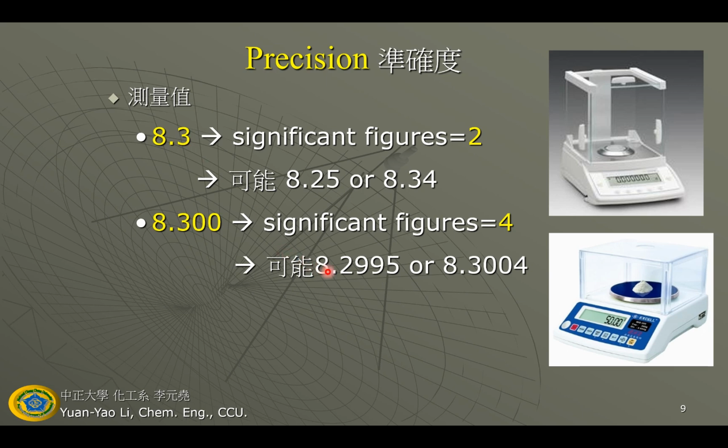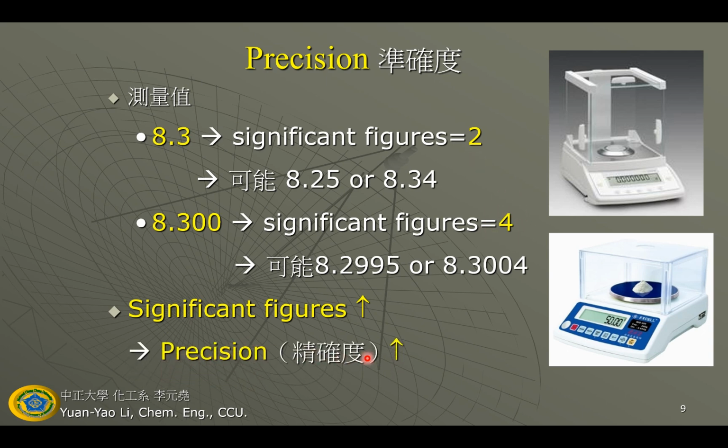So it can be 8.2995 or it can be 8.3004. It depends on it, because you round off these numbers, and you can become this. So if you have a higher number of significant figures, you will have a better precision.